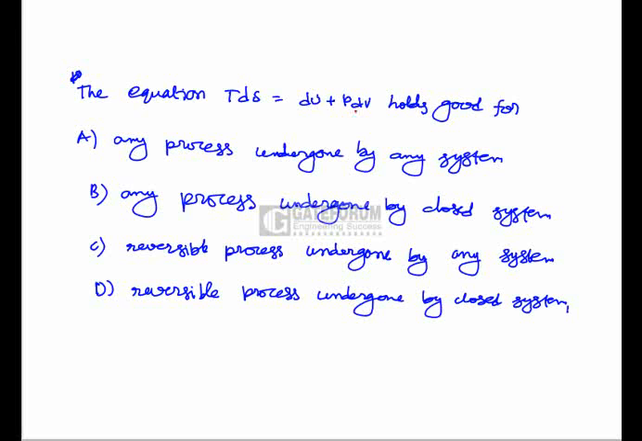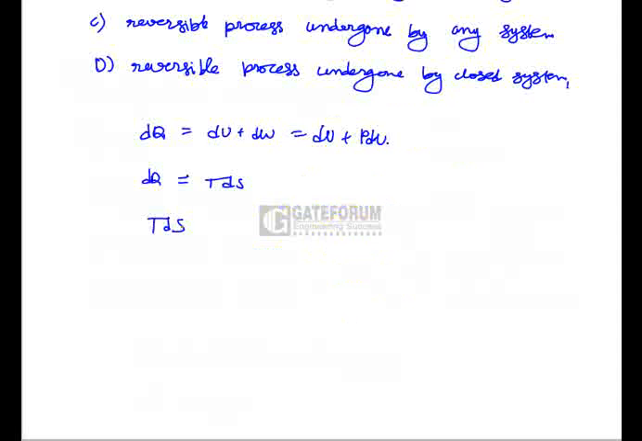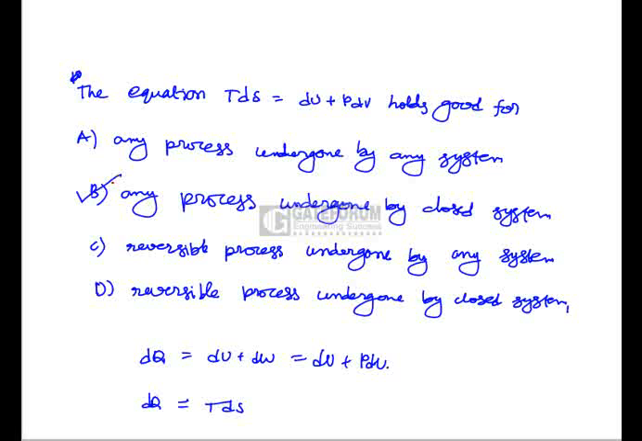TdS is equal to dU plus pdV holds good for. Here the options are any process undergone by any system, any process undergone by closed system, reversible process undergone by any system, reversible process undergone by closed system. So here we know that for a closed system, the equation is given by dQ is equal to dU plus dW or dU plus pdV, and also dQ can be represented by TdS for any process. So by using these two equations, TdS is equal to dU plus pdV holds good for any process undergone by closed system. So the correct option is B. B is the right answer.